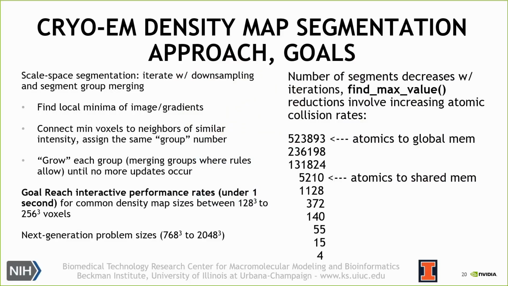VMD does a so-called scale space image segmentation, where it iterates over many steps to produce a number of different candidate segmentations. A segment is basically a grouping of voxels that have similar density values, and with a certain gradient criteria. This calculation, running on conventional CPU hardware and conventional serial algorithms, can take several minutes, and the bigger the density maps are, the longer it takes.